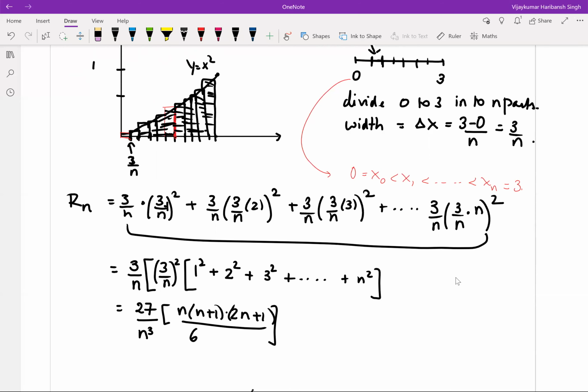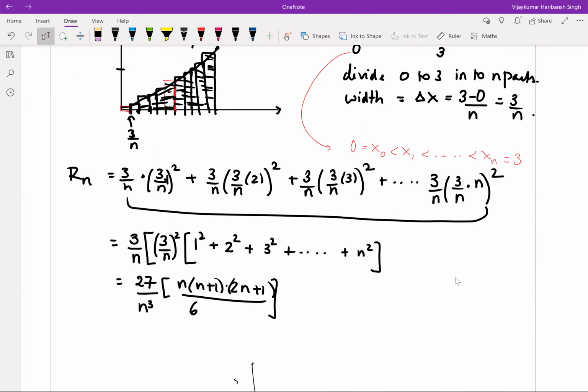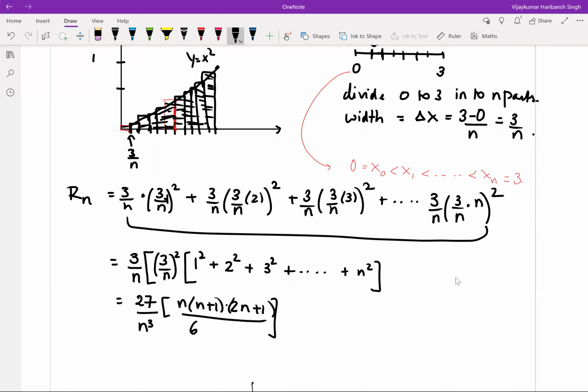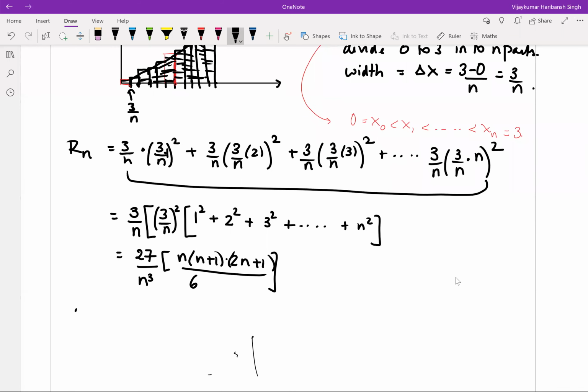Okay, so this is your Rn. Now note that this area of the rectangles when added up is still bigger than the actual area. So the actual area under the curve is going to be what? You take the limit of this as n goes to infinity, and then you will get the actual area, right? So the limit as n goes to infinity of Rn.